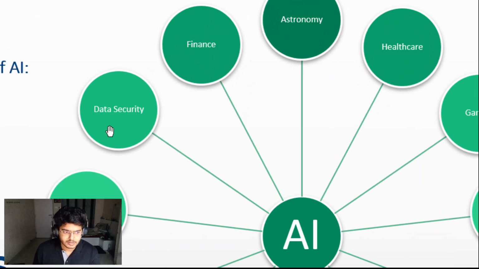The next is data security. So in this era of big data, it becomes quite crucial to protect users' data and privacy. So this is done with the help of AI.